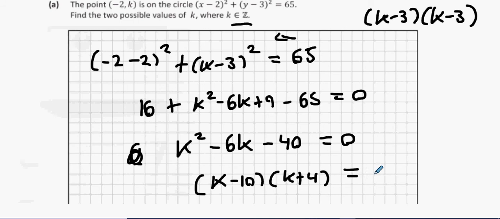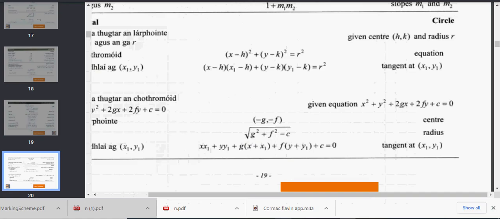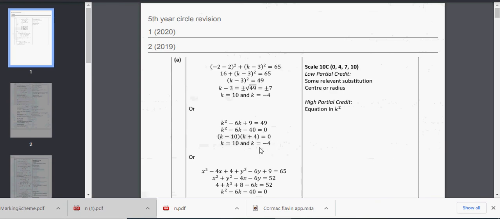As you can see, I'm riveted today, pumped for this maths class. So 10 and minus 4, lads. 10 and minus 4. Now, always check your marking scheme. I believe I have a marking scheme going on here. There you go. 10 and minus 4. Okay. Look, all good. That's it. That's an easy way to do it. Now, let's move on.